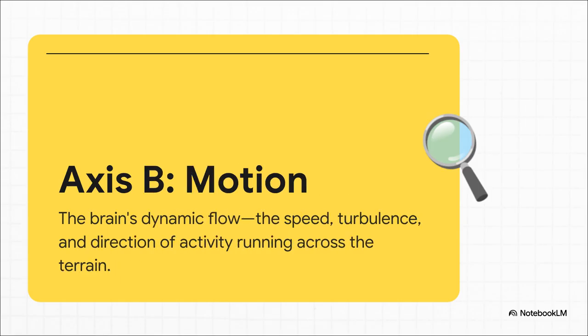All right, next up we've got motion, or flow. So if the substrate is the terrain, then motion is the water flowing across it. How fast is it moving? Is it like a calm, steady stream, or is it a turbulent, chaotic rush? This axis is all about capturing the real-time dynamics of what the brain is doing.